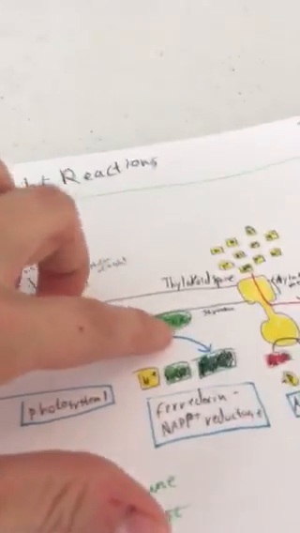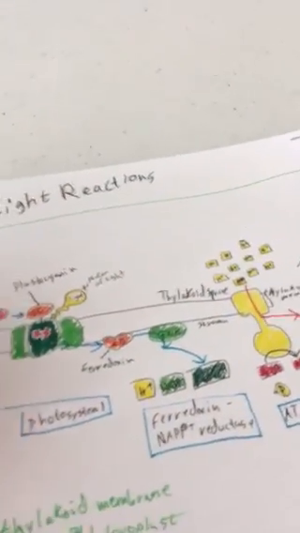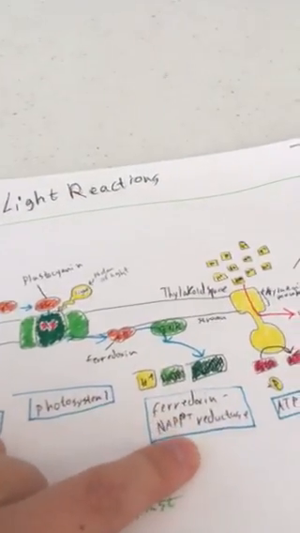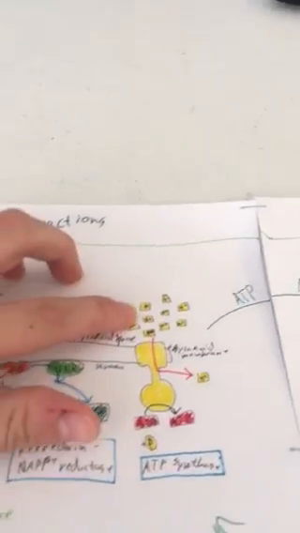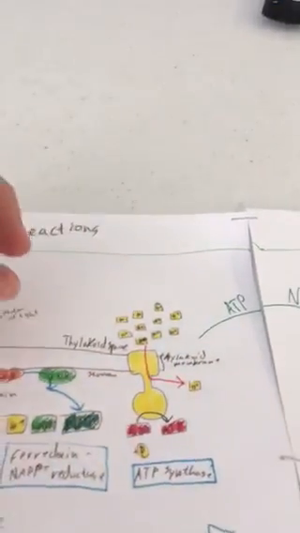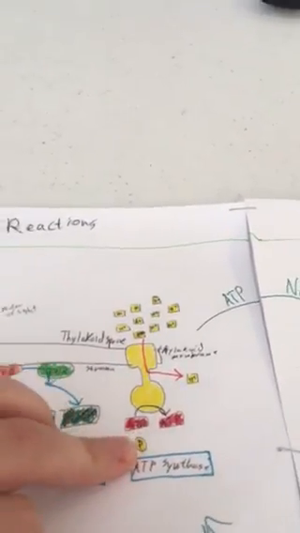Then it goes into the ferredoxin, and then finally into the FNR, which creates the NADPH from the NADP plus and the H plus. This process is called ferredoxin NADP plus reductase. Finally, we get an area of high concentration to low concentration of hydrogens, and our ADP is converted into ATP in ATP synthase from an ADP and phosphate.